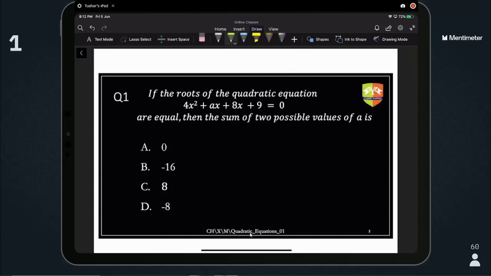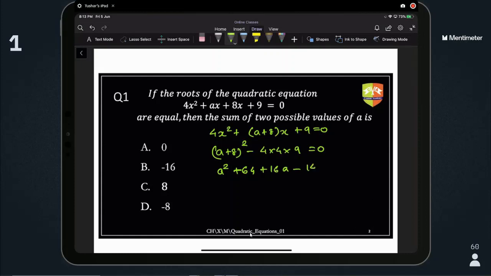See, the roots of the quadratic equation are equal. So the quadratic equation actually is this. Isn't it? So hence roots are equal means (a+8)^2, that is b^2 - 4ac, the discriminant, has to be 0, minus 4 times 4 times 9. Correct? This must be 0. So if you expand this, you will get a^2 + 64 + 16a - 16 times 9, 144, is 0. So a^2 + 16a - 80 = 0. Did all of you get this equation, guys?